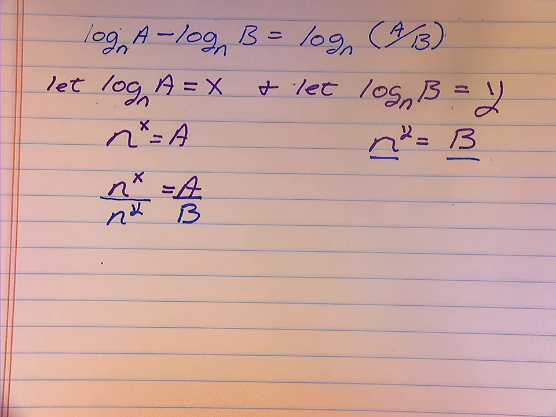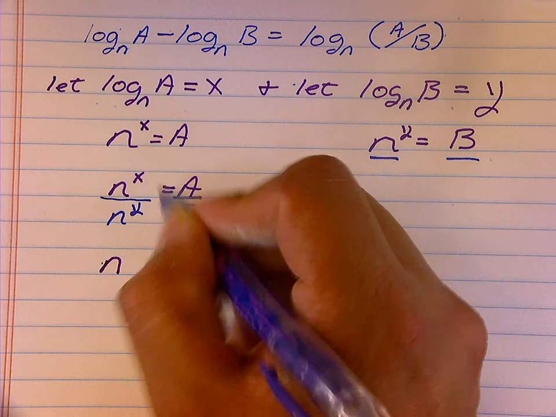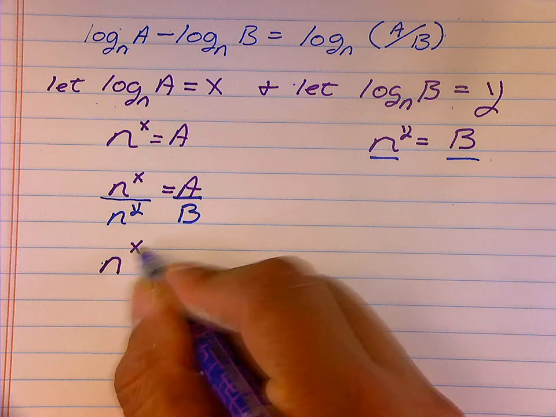So at this point, I'm now going to apply my property of exponents. Notice, on the left-hand side, I have the same base in the numerator as I do in the denominator. My property of exponents says then I can take that one base and take the top exponent and subtract the bottom exponent.